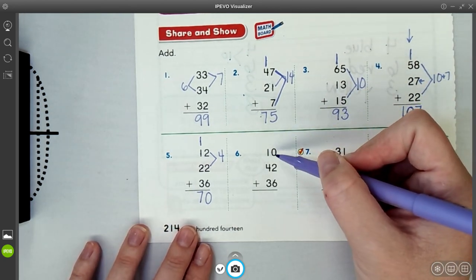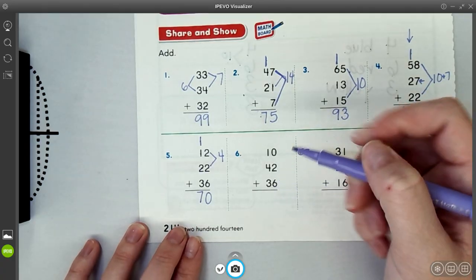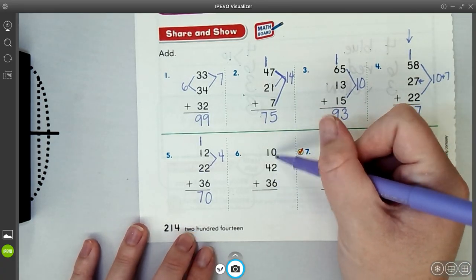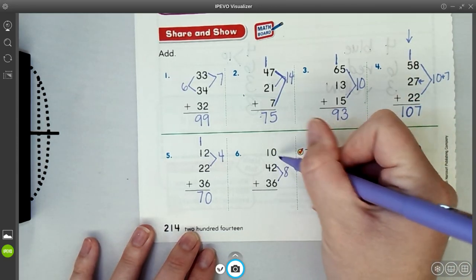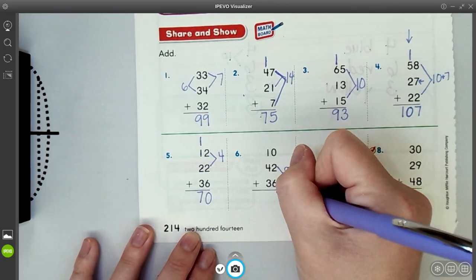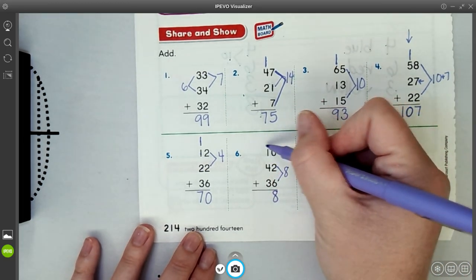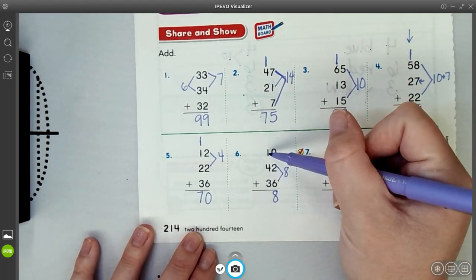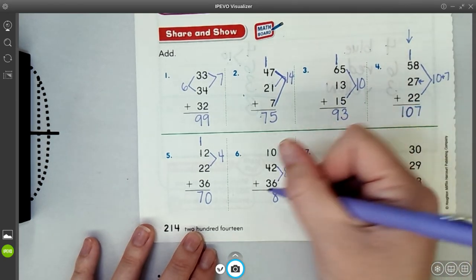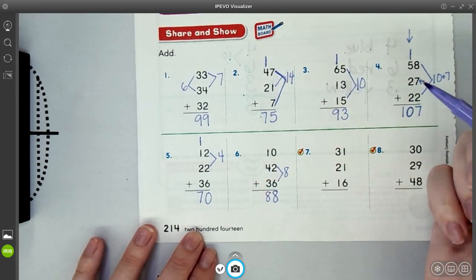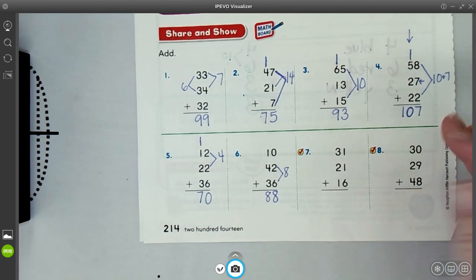Number 6, 10 plus 42 plus 36. Well, I know that 0 plus anything would just be whatever those numbers are. So 2 plus 6 equals 8. 0 plus 8 gives me 8. All right, so I don't have any tens to regroup there. So then I can just add my tens. 1 plus 4 equals 5, plus 3 more equals 8. So 10 plus 42 plus 36 equals 88.